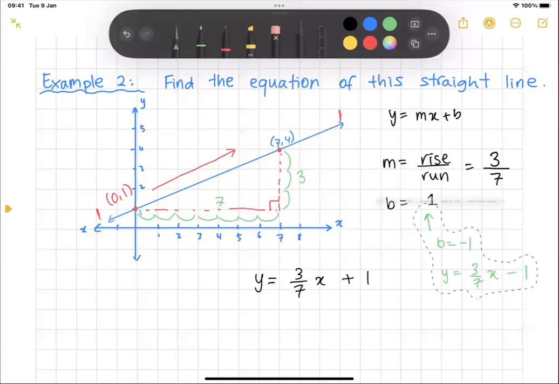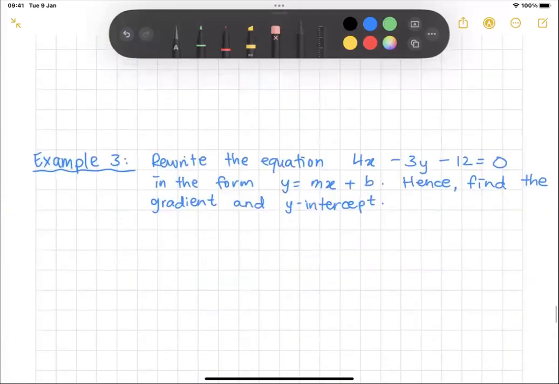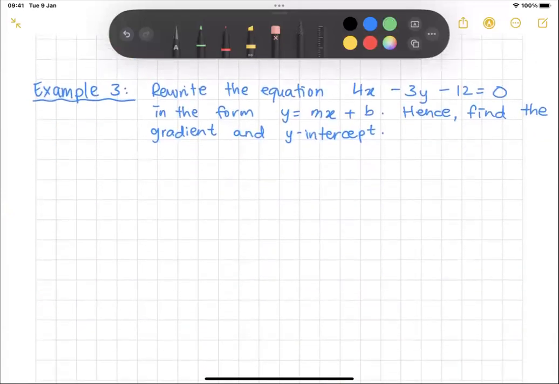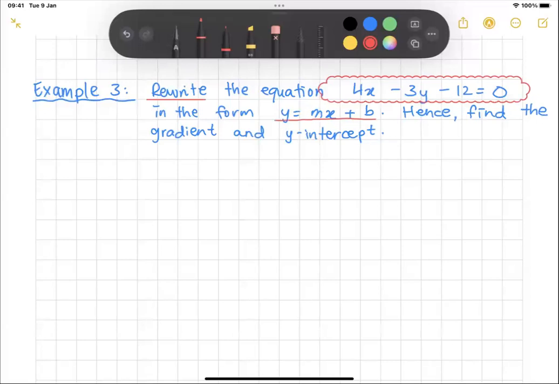All right, let us go to our last example, which is rewrite the equation 4x minus 3y minus 12 equals 0 in the form y equals mx plus b. Hence, find the gradient and y-intercept. Okay, so I'm going to break it down. I need to rewrite this equation right here in the form of y equals mx plus b. All right, let's do that first.